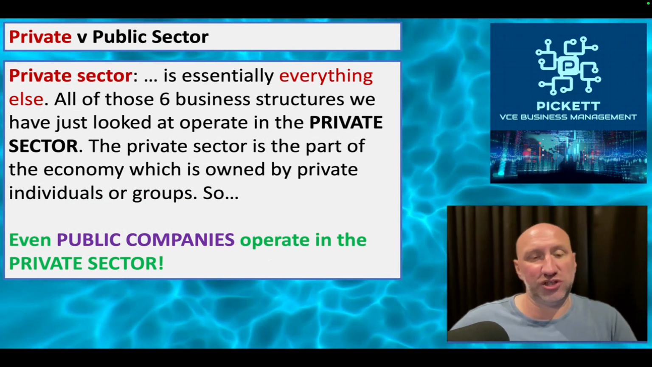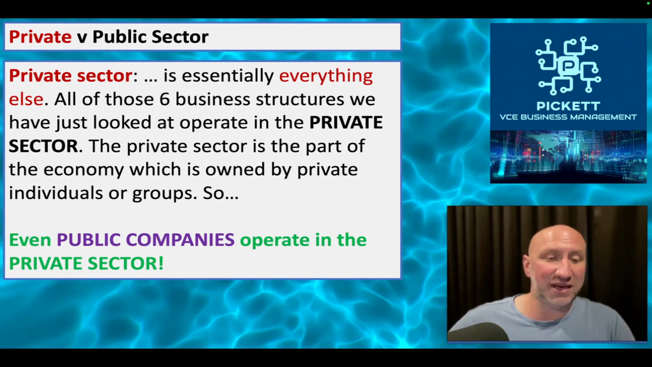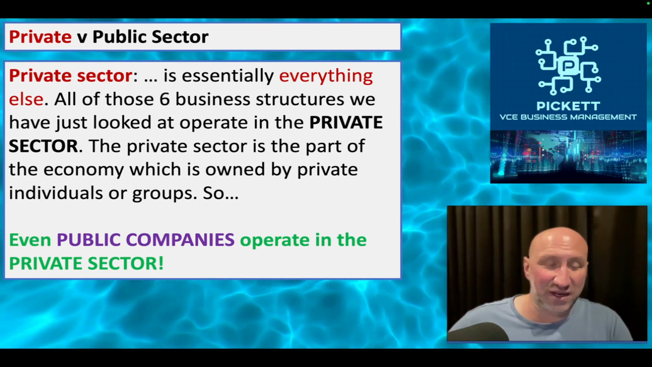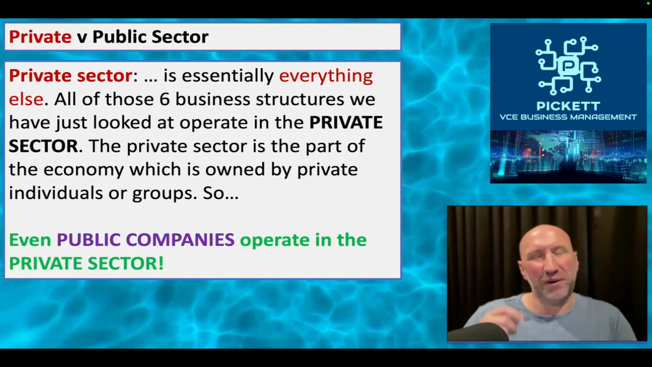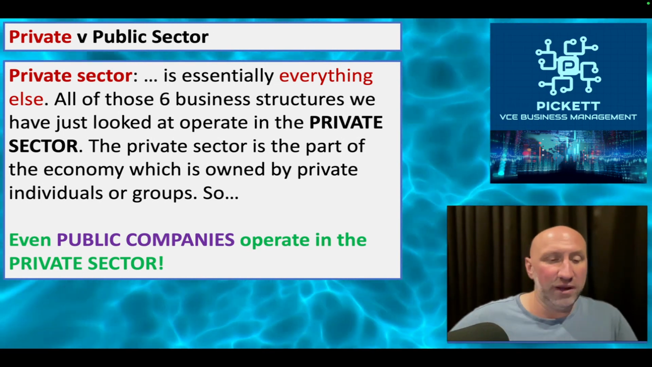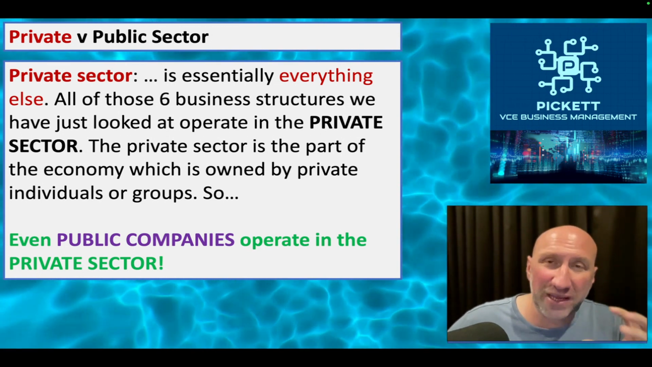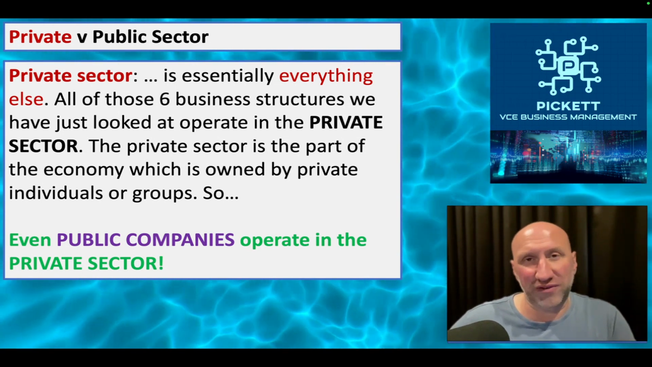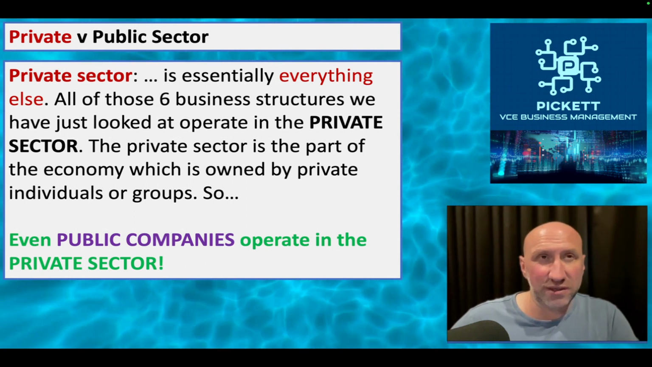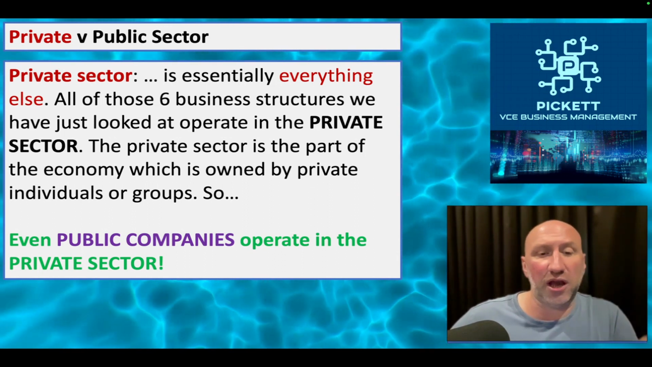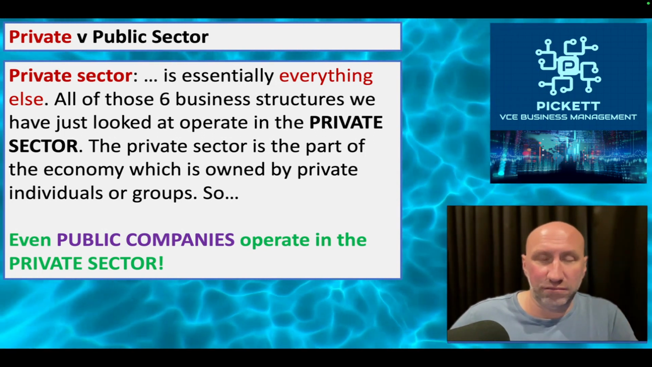All of those business structures, the 6 that we're going to look at today, all of them operate in the private sector. Okay, so the private sector is the part of the economy which is owned by private individuals or groups. Now, when we get to government business enterprises, it's a little bit different. But the key one which causes confusion here, public companies still operate in the private sector. So just make a good note of that. And when we get to talking about public companies, because of this definition, everything owned by private individuals or groups of private individuals, that will make sense.